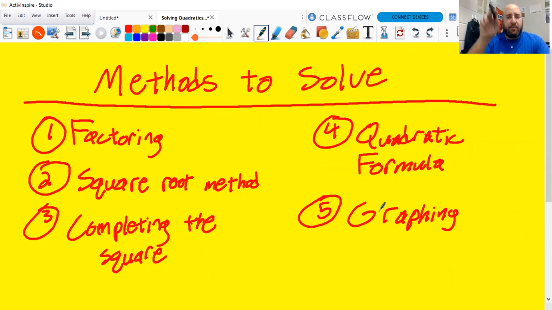When I graph my parabola on the coordinate plane, so if you were to punch it into Desmos or an actual graphing calculator, wherever my parabola crosses the x-axis, those are my x-intercepts. But again, if we remember, our x-intercepts are the same as our zeros or roots. So if it crossed at -8, 0, then my solution, one of my zeros or roots would be x equals -8. All right.